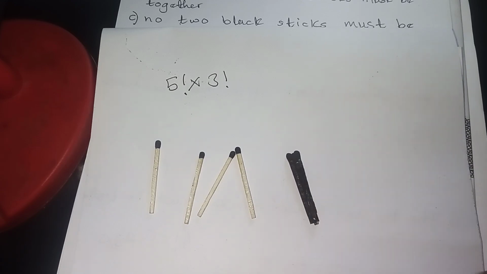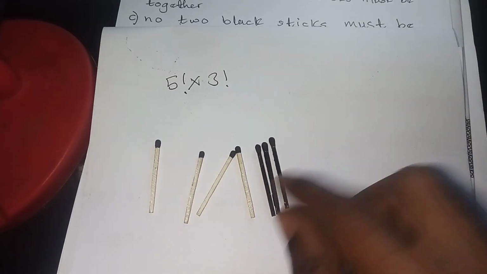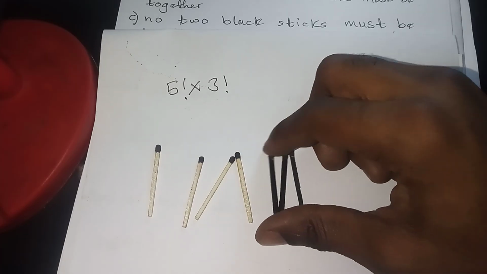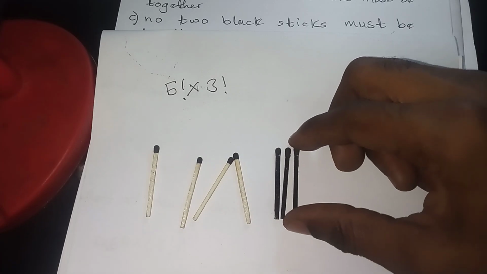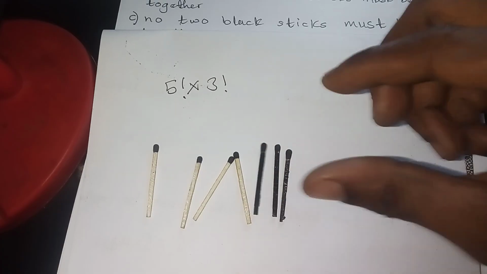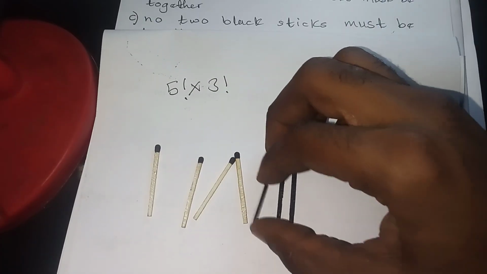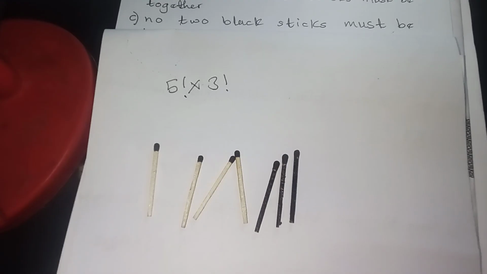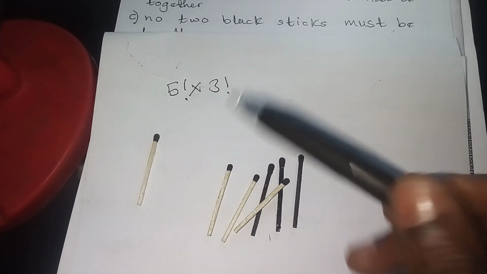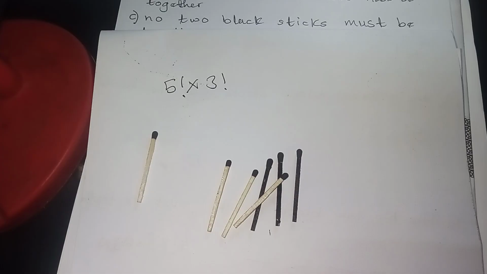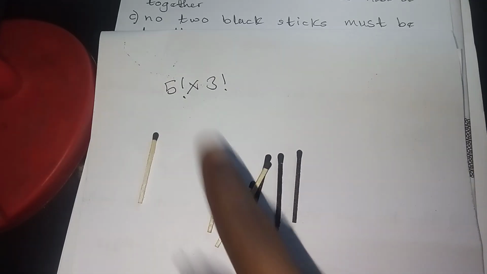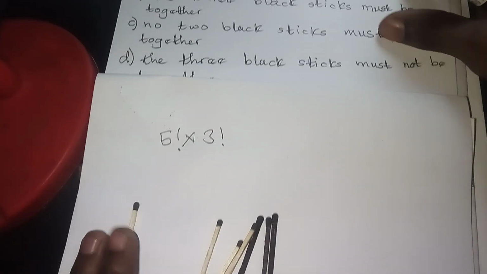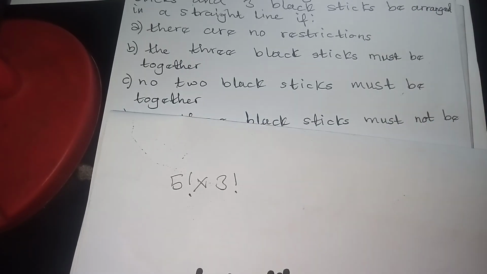The point here is these 3 are not supposed to be in any order. You can put them in whatever order you want, provided they are still together. So this should be your answer every time they ask you to arrange n objects in such a way that m of those objects are supposed to be together. This is your answer.